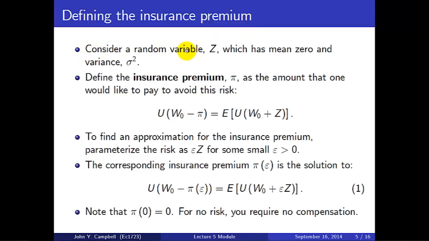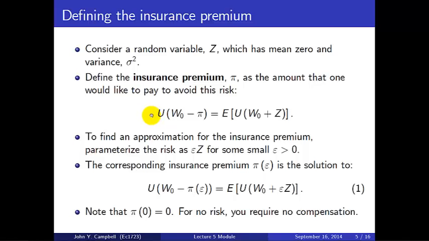Think about a random variable, call it Z, which has mean 0 and variance sigma squared. Let's define the insurance premium, pi, as the amount that you would be willing to pay to avoid this risk. So to be more precise, it's the largest amount that you are willing to pay to avoid it. Well, what's that given by?